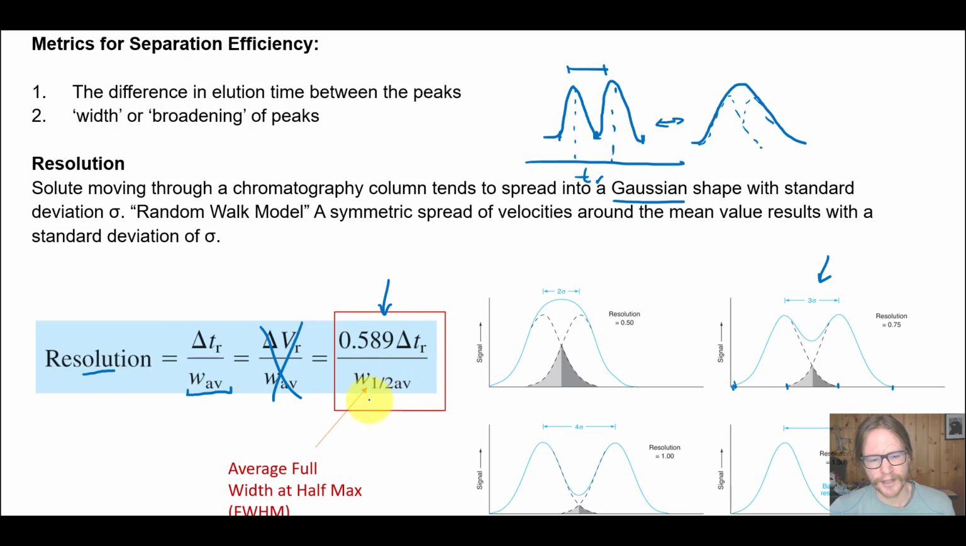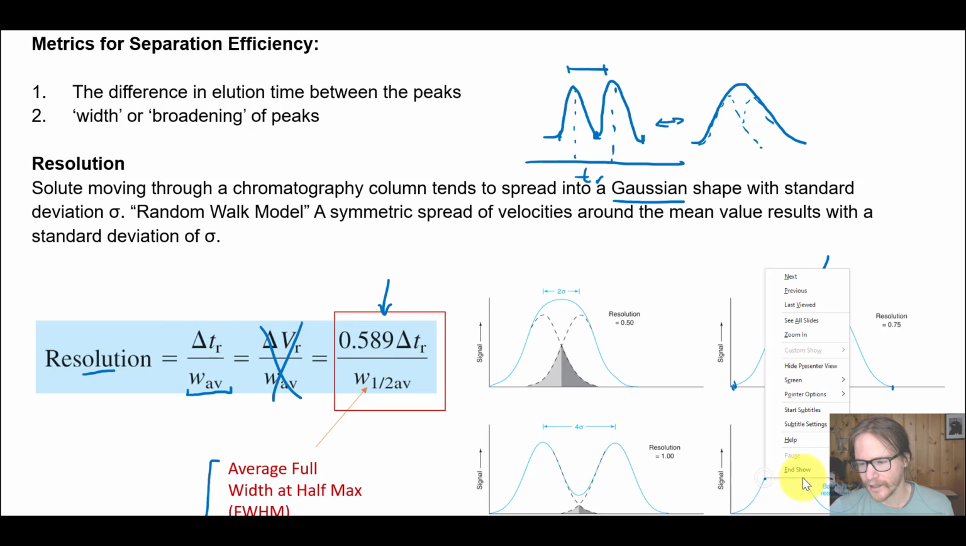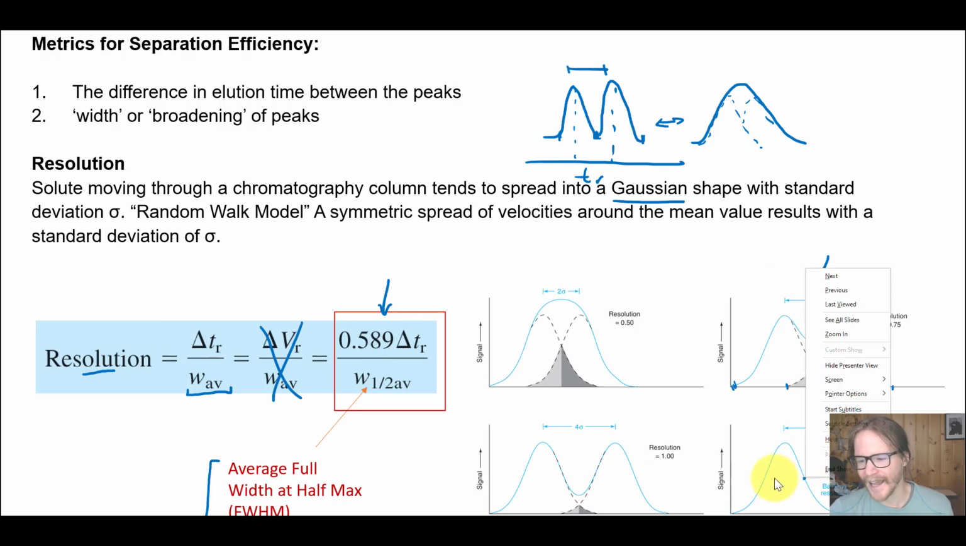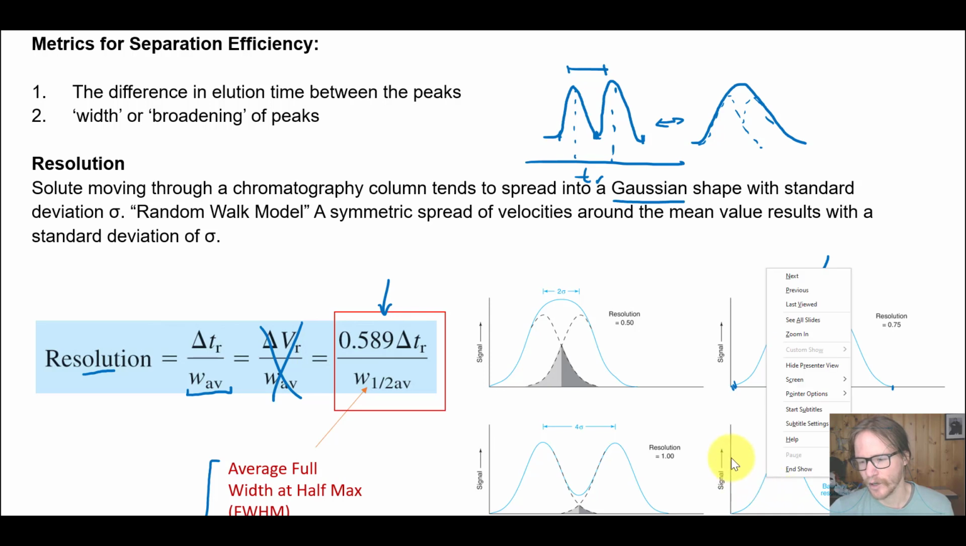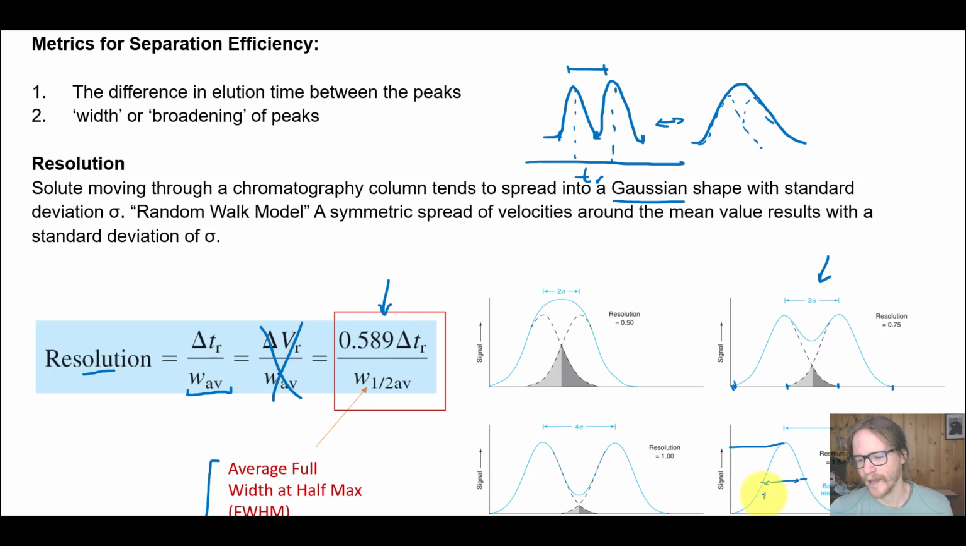Anyway, this metric, W sub 1/2 AV, is actually the average full width at half max. What that means is the full width of a peak, in this case from here to here, at half of the maximum value. So if you have a maximum value that's here, 1/2 of the maximum would be here, and we would measure the width of our peak from those 2 points. We call that full width half max, or FWHM.